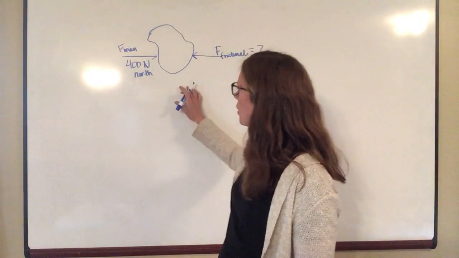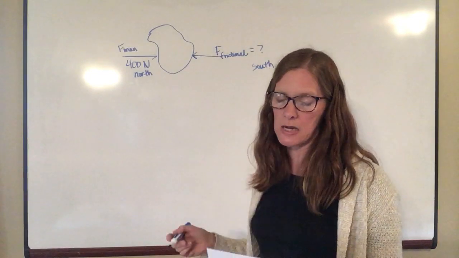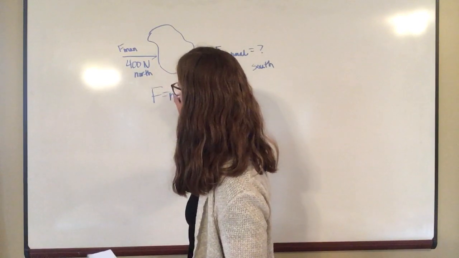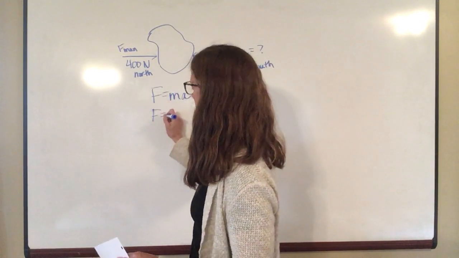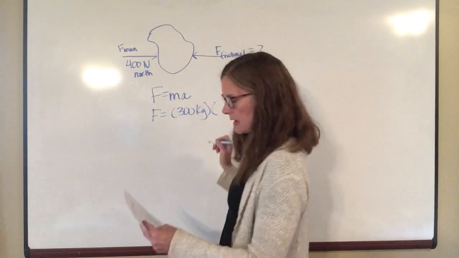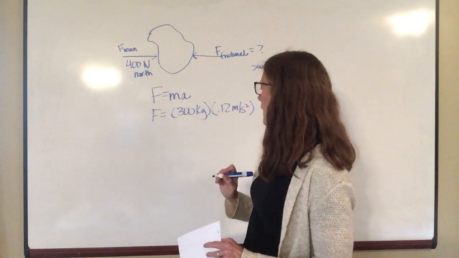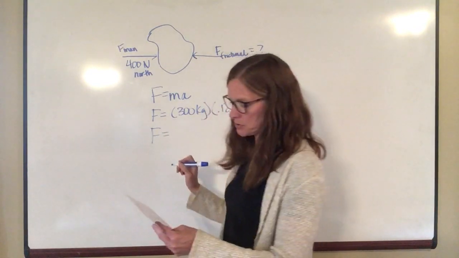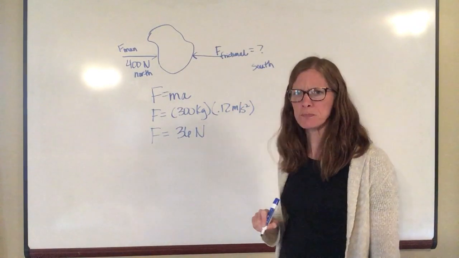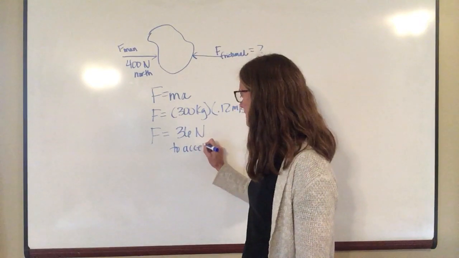So the first thing, let's figure out how much force I need in order to get it to accelerate. I know that the rock is 300 kilograms, and I know that he's accelerating it at 0.12 meters per second squared to the north. So if I use my F equals ma, the mass of the rock is 300 kilograms, and he has it accelerating at 0.12 meters per second squared. If I multiply that out, that gives me 36 newtons, okay?